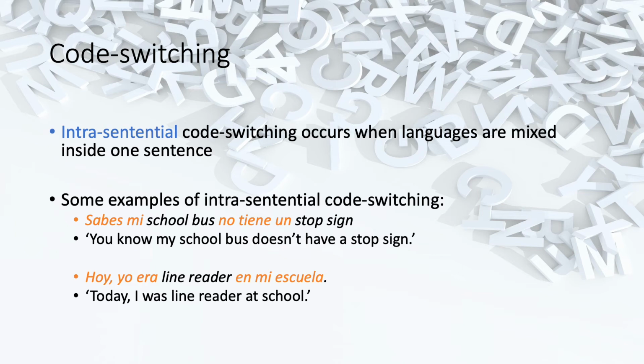The examples you see here come from a boy acquiring English and Spanish. The bits in orange are in Spanish and the bits in black are in English. When you look at these two sentences, try to think about what the English words have in common. School bus, stop sign, line reader.